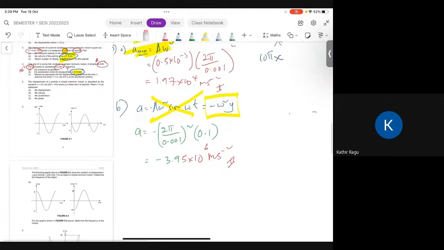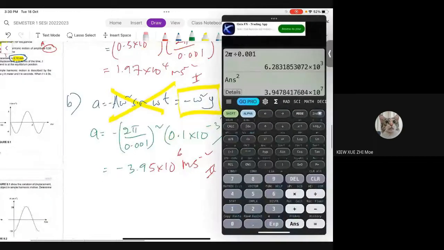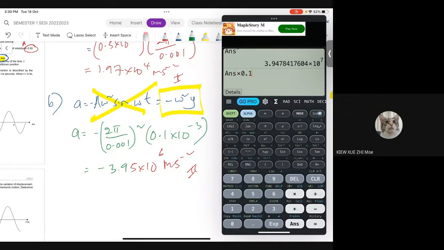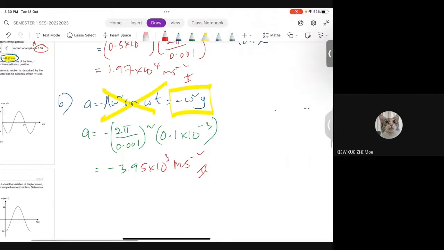Okay, question C. Deduce the expression of y. Madam, they give 0.1 mm. You must convert it to meters first. So this one you multiply by 10 to the power of negative 3. So this one must be converted back. So 2 pi divided by 0.001, squared, then times 0.1 times 10 to the power of negative 3. So my answer will become this one, but to the power of 3.